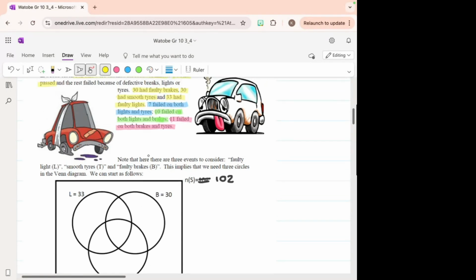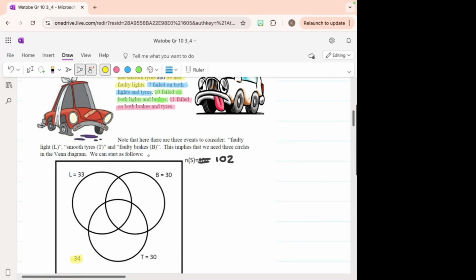7 failed on both lights and tires. So lights and tires, there's lights, there's tires. What do we know? We know that where lights and tires are intersecting, so this part here, where they're overlapping, that total part is going to be equal to 7 here. So I'm going to go right here. Lights plus tires equals 7.